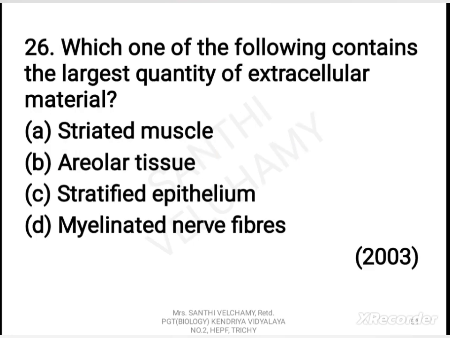Now the next question, let us go to the 26th question. Which one of the following contains the largest quantity of extracellular material? A. Striated muscle, B. Areolar tissue, C. Stratified epithelium, D. Myelinated nerve fibers. The correct answer is areolar tissue. In areolar tissue there is intercellular space, so a large quantity of extracellular material is present in this tissue. It contains all cell types and fibers of connective tissue.